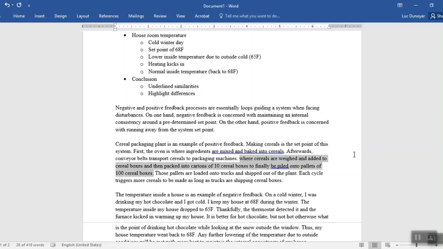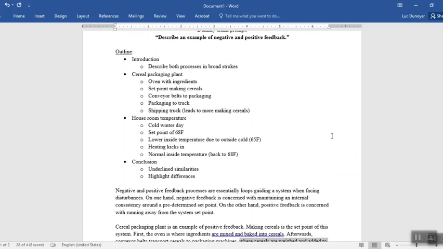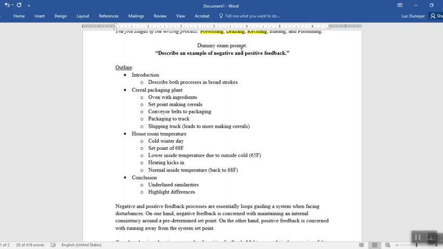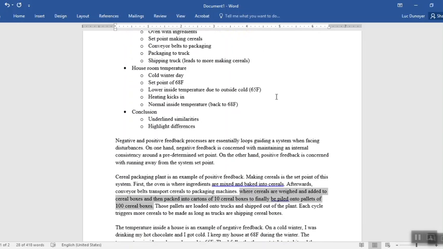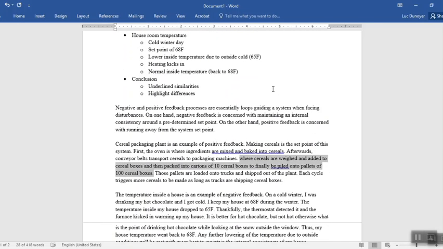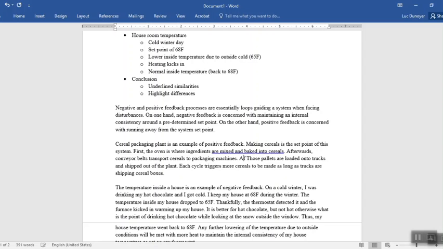Now I'm highlighting all that part about cereals, which is great if you care about cereals and you're a cereal maker. But when you're writing about negative and positive feedback, that's your prompt, don't forget it. Is that really important? Maybe we don't really care. I'm just going to get rid of all that and get to the gist of it. I'm going to just focus on what's happening and what is really important. So what's important is what you do with them and how you ship them out.